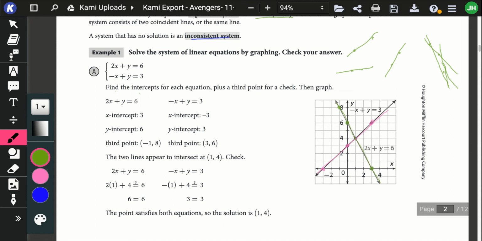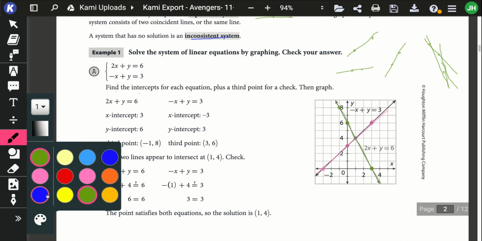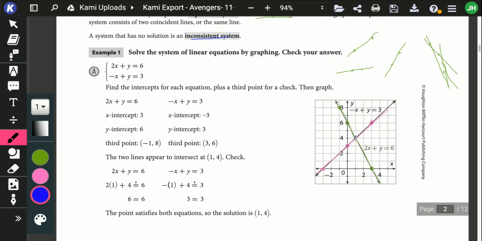Where's our solution? Well, they cross right here. That's the solution. What is it? It is 1, 4. So now the last step is see if it fits. We're going to put a 1 in for x, a 4 in for y. 2 times 1 is 2, plus 4 is 6. 6 equals 6, yes. The opposite of 1 is -1, plus 4 equals 3. Yeah, 3 equals 3. So our solution checks out.